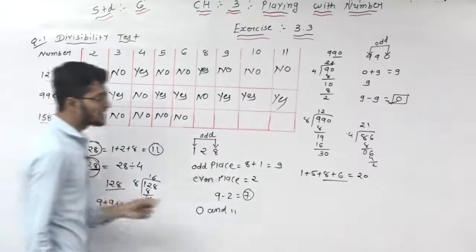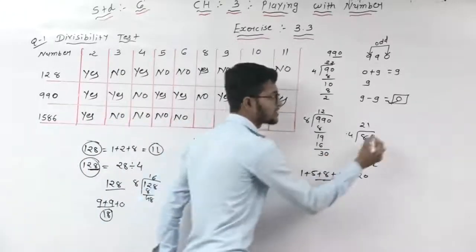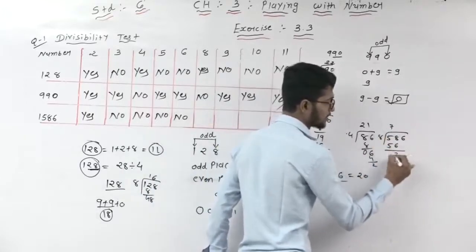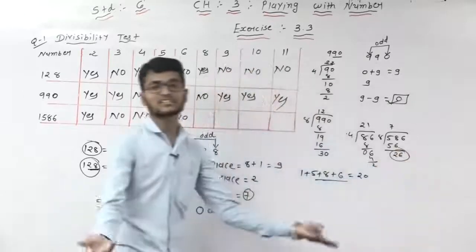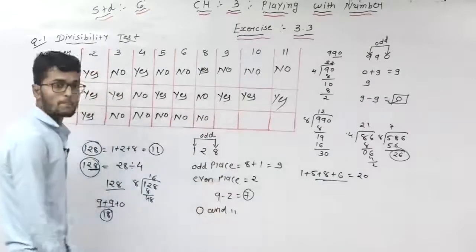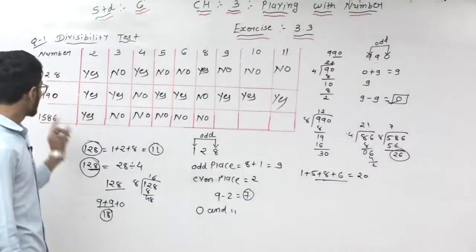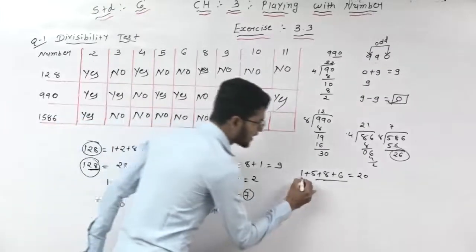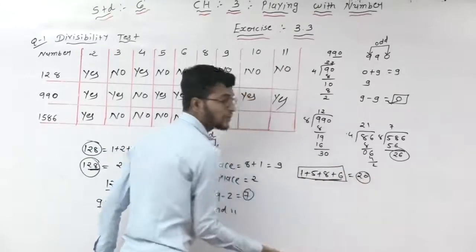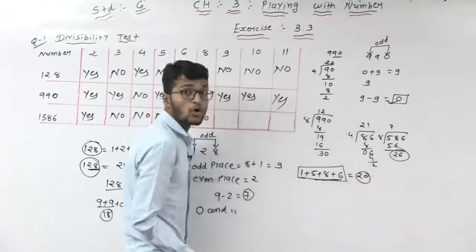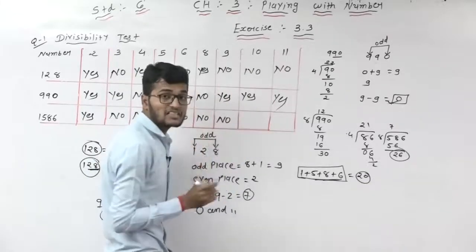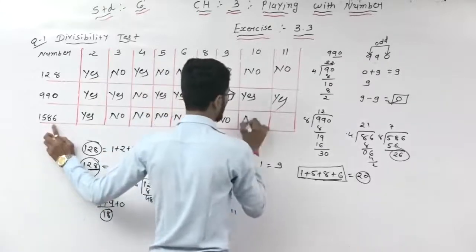For 8, check the last 3 digits. Here the last 3 digits are 586. Now check 586 divided by 8: 8 sevens are 56, 2 and 26. In the table of 8, 26 does not come anywhere. So this number is not divisible by 8. Write down here also no. Then after that, 9 is the same as 3. So here addition: 1 plus 5 plus 8 plus 6, addition of all the digits, is 20. Now is 20 divisible by 9? No. So this number is also no. Then after that, to divide by 10, the last digit must be 0. Here the last digit 0 is not given. So it will not be divisible by 10 either.